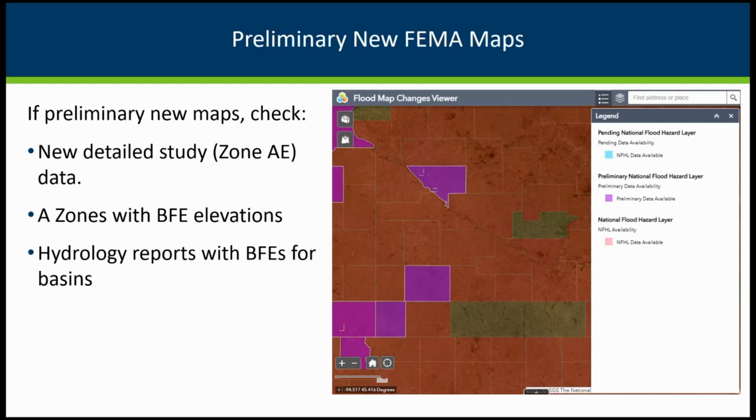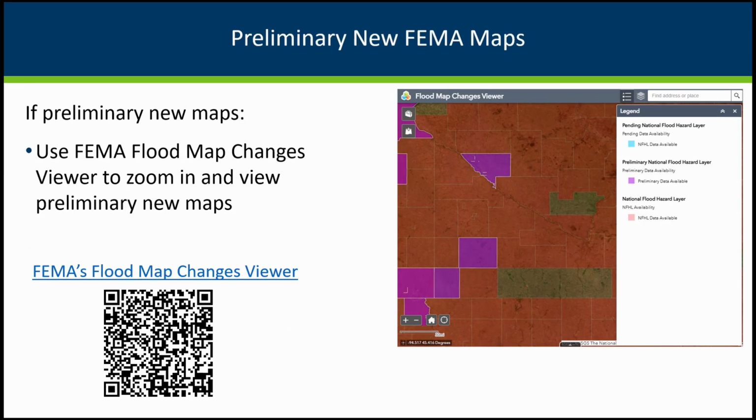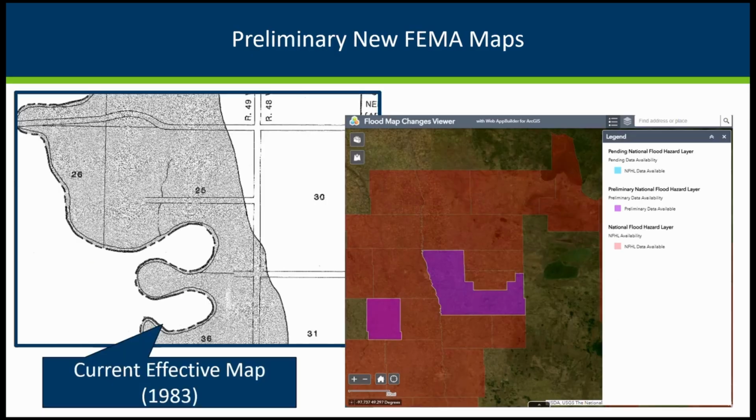First, we go to FEMA's Flood Map Changes Viewer. Those counties that are shown in this pinkish color have preliminary new maps. So here's an example. This is Polk County in Minnesota, and I know that it has some areas that are Zone AE, but on the current effective map are Zone A. So here's the example of what the current effective map looks like. And yes, 1983 is when it became effective.